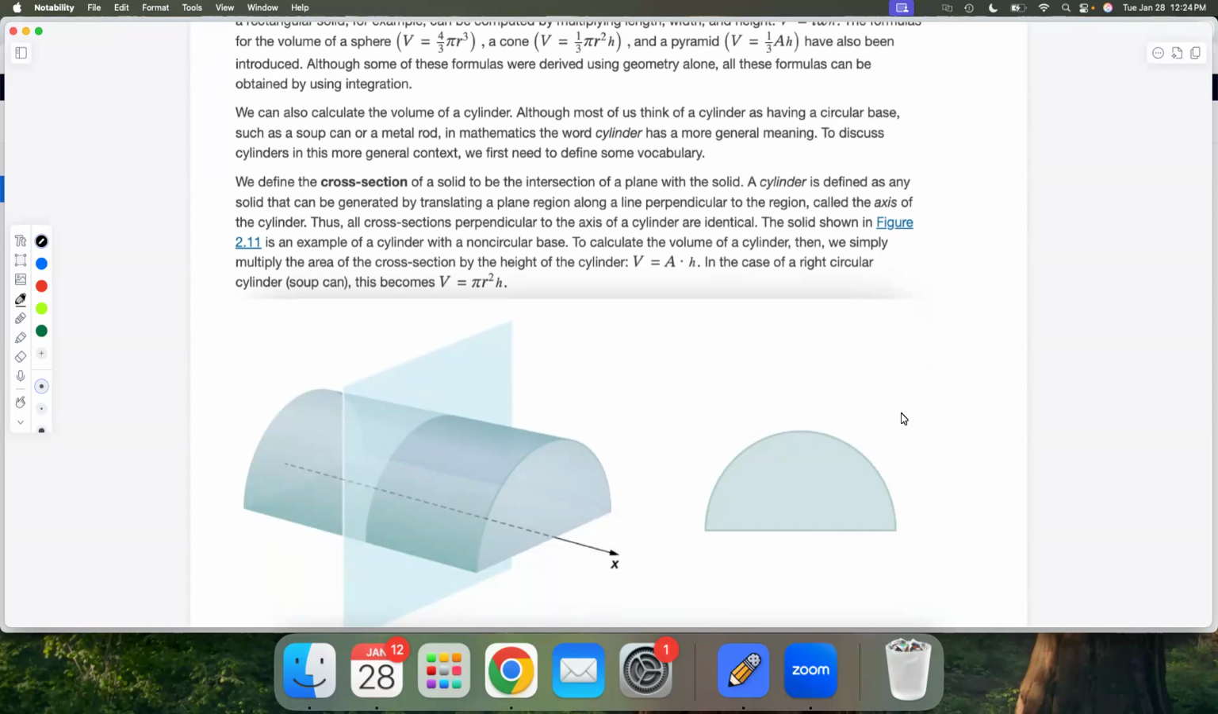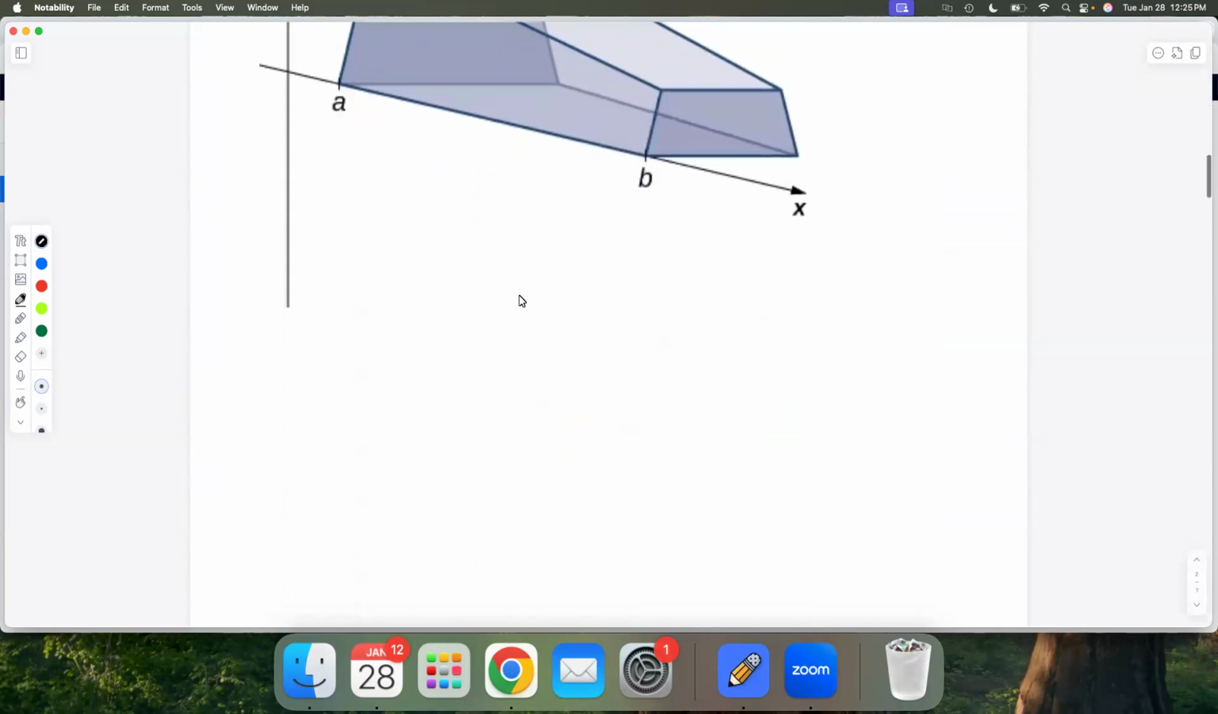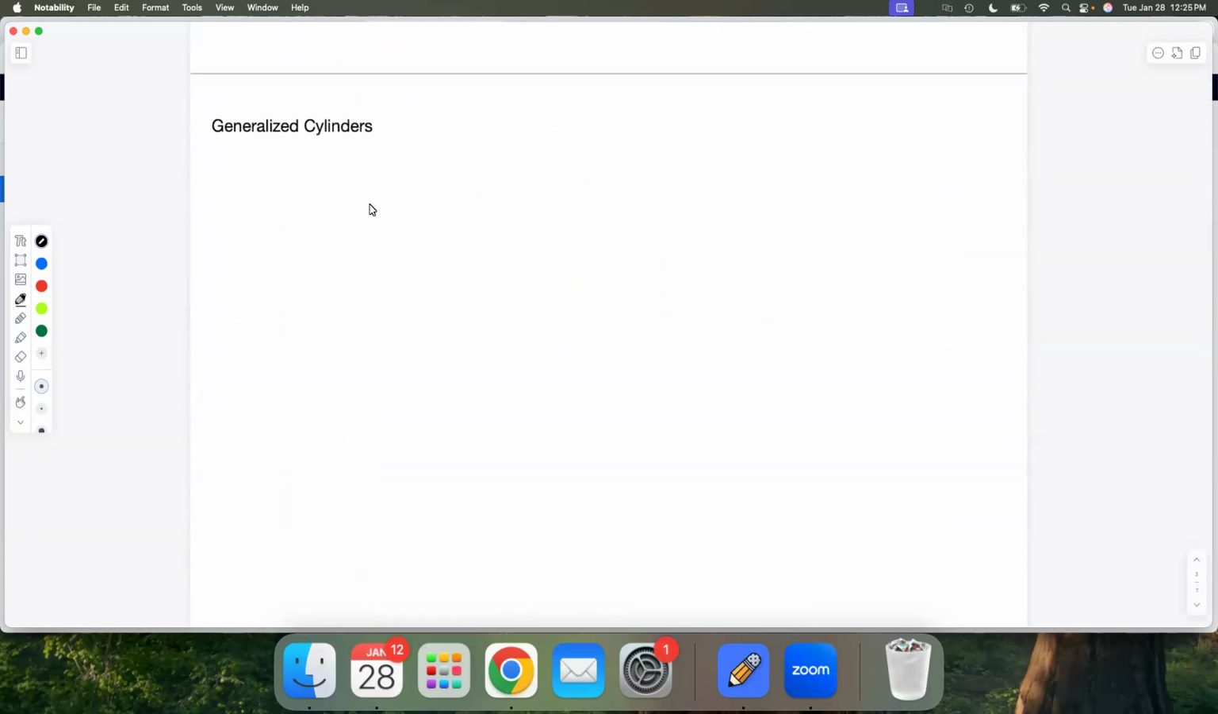Technically, in higher levels of math, a cylinder is any shape made up of parallel lines connecting two parallel planes, which is a little different than the definition you see here. This is an equivalent definition. A cylinder is made by taking a shape and translating it from one plane to a parallel plane. So let me come down here and talk about generalized cylinders.